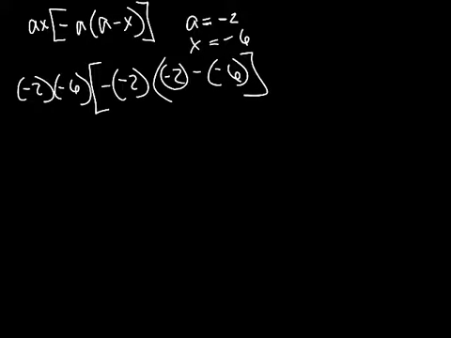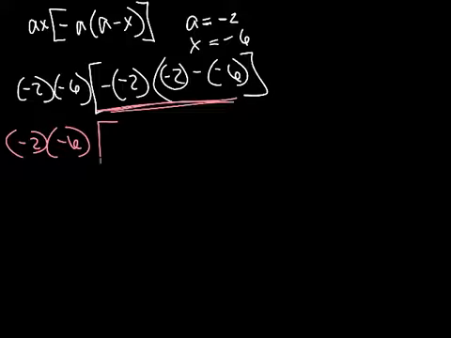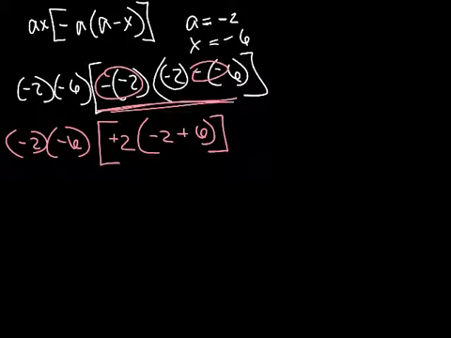Okay? So let's look at what we've got inside of here first. So we're going to leave this alone. And we're going to do what's inside of here. This is going to change to a positive 2. And it's being multiplied by negative 2 plus 6, because that makes it a plus. So negative 2 times negative 6. Leave that a positive 2.